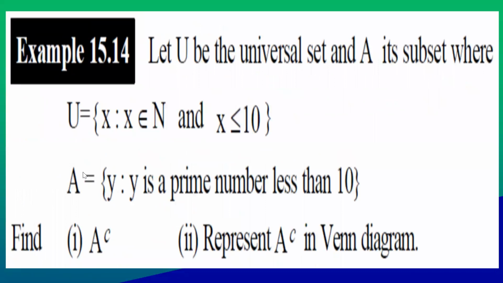Let U be the universal set and A its subset, where the universal set is equal to x such that x belongs to the set of natural numbers and x is less than or equal to 10. Set A is a subset of the universal set, which is equal to y such that y is a prime number less than 10. Represent the A complement in the diagram.